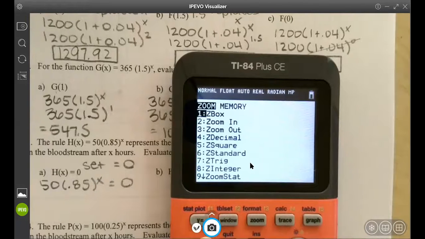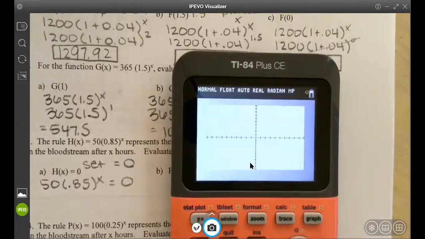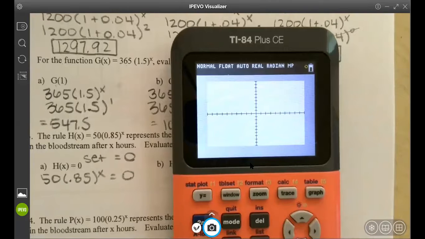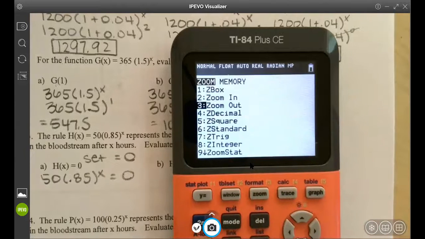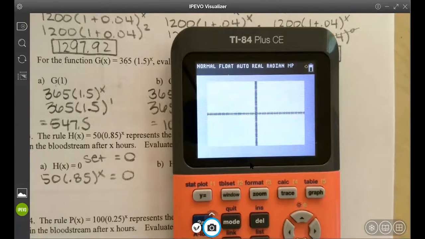I'm going to zoom regular, and you're probably not going to see anything. We're going to try. There's the red line. So I'm going to zoom out. I'm going to look at the table in a minute too. So this is one way you could do it, and then I'm going to check the table as well.